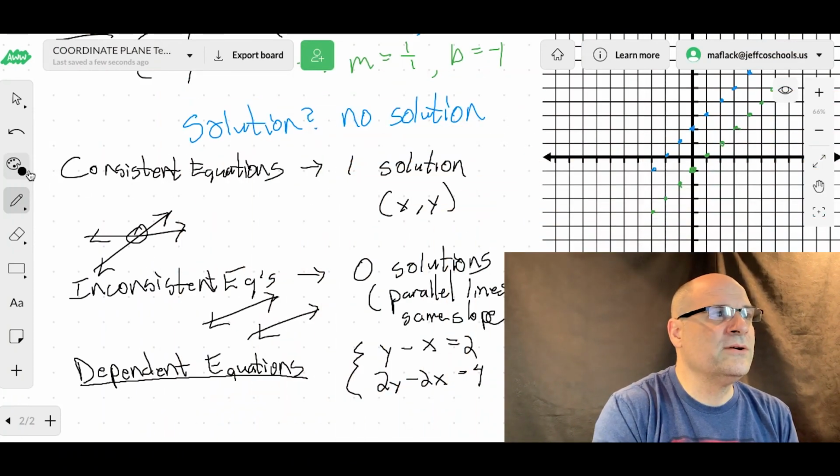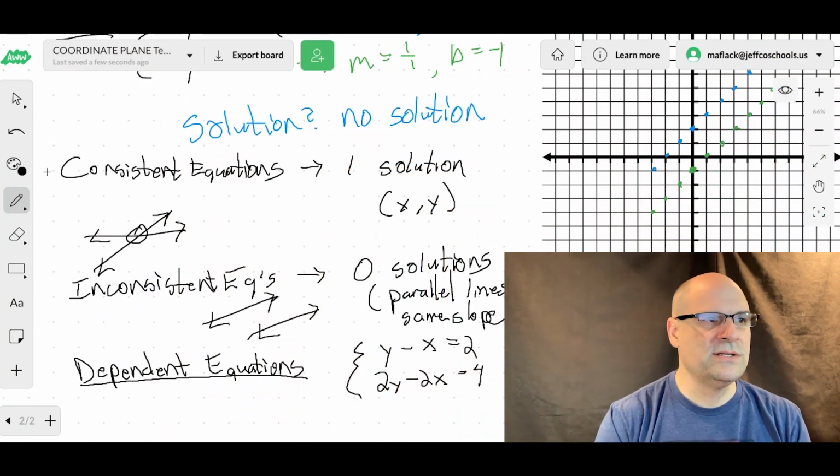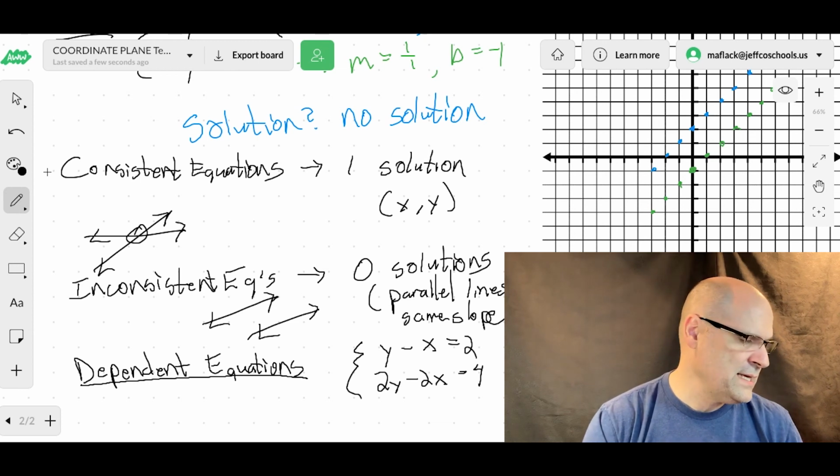All right, so this is my third category. So I have 3 categories. 1, consistent equations. 2, inconsistent equations. And 3, dependent equations. So that's lesson 81 complete.